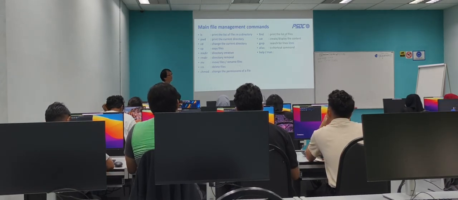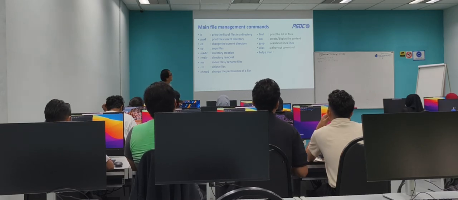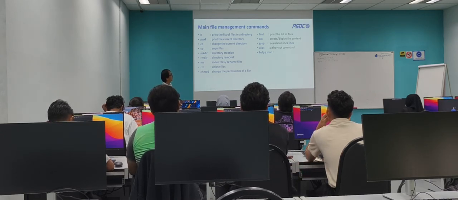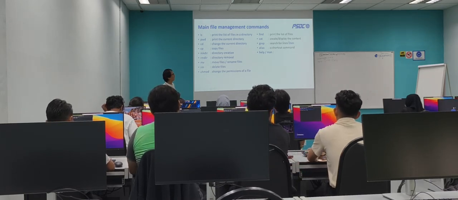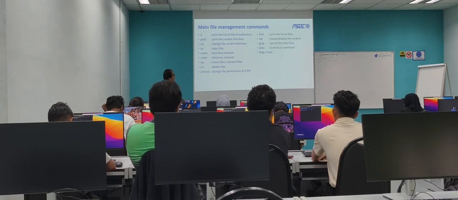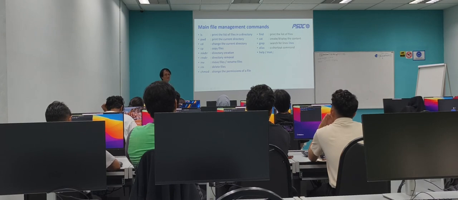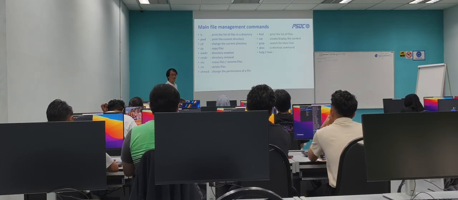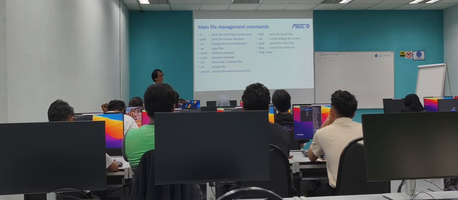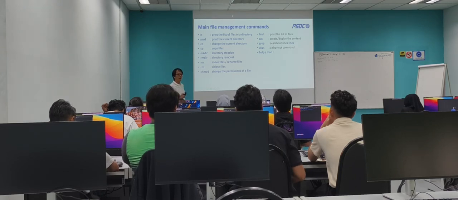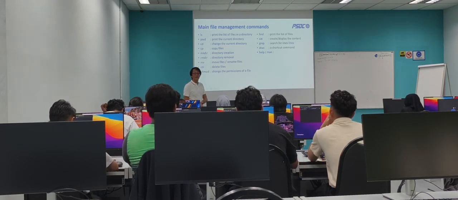ls prints the list of files. cat creates and displays the content. grep searches for a line. Then alias is the shortcut command. There are also apropos and man. So, anyone have any questions?